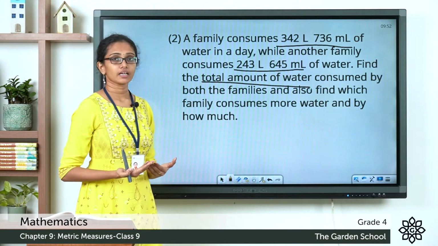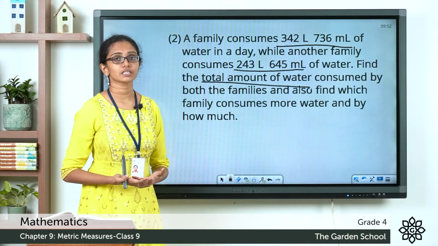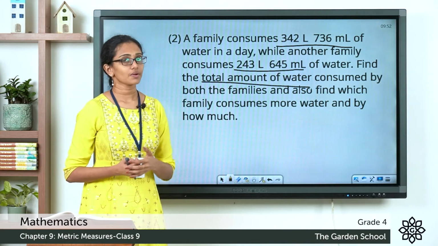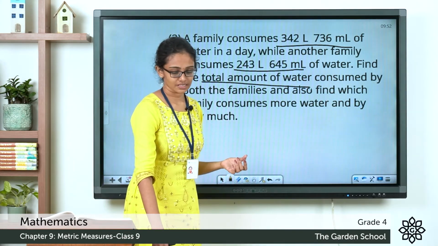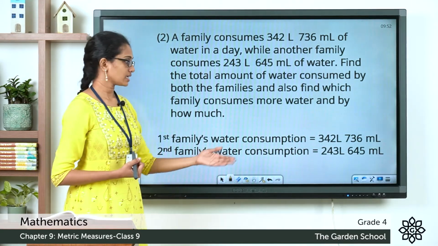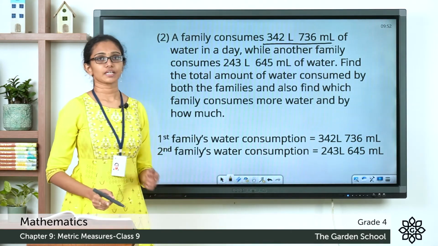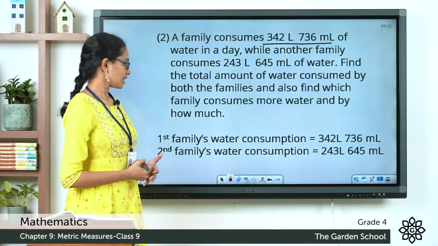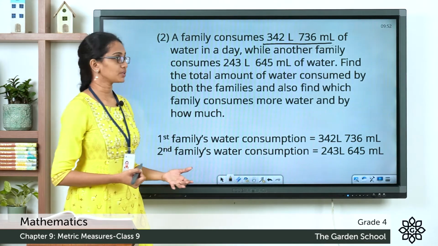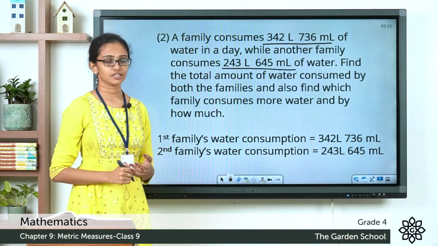How do we find that? We have to subtract the two measurements to find out the difference in the consumption. So let's write the steps from the data given in the question. The first family's water consumption is equal to 342 liters, 736 milliliters. Now the second family's water consumption is equal to 243 liters and 645 milliliters.